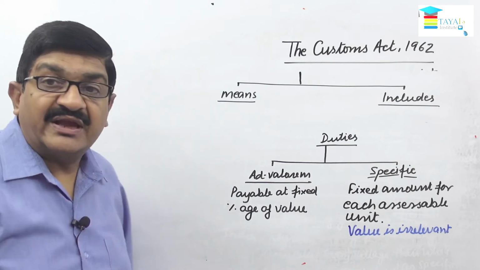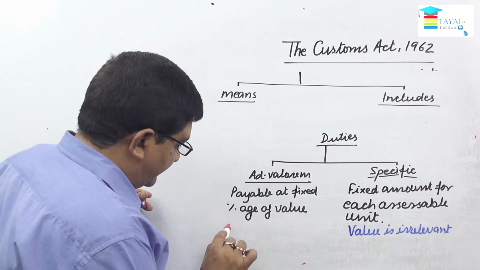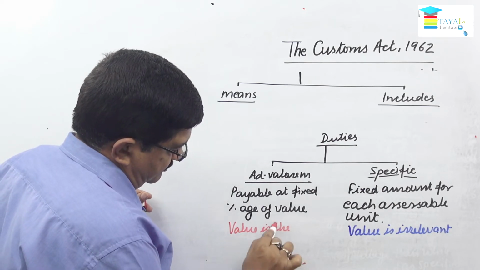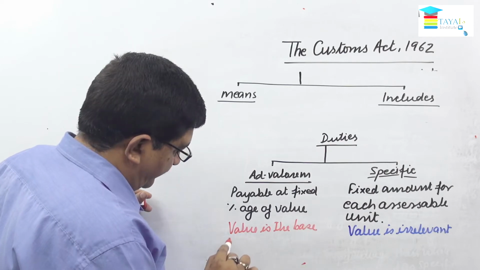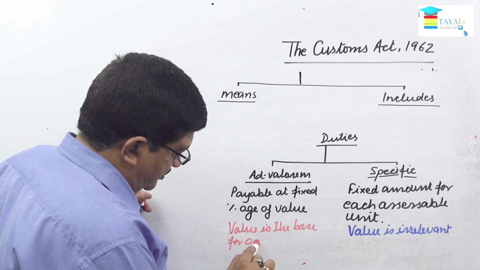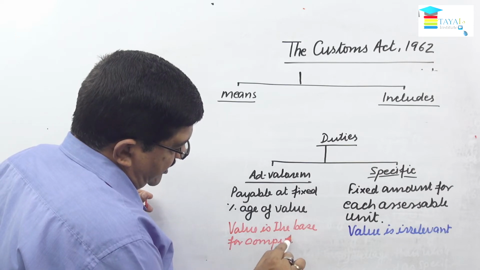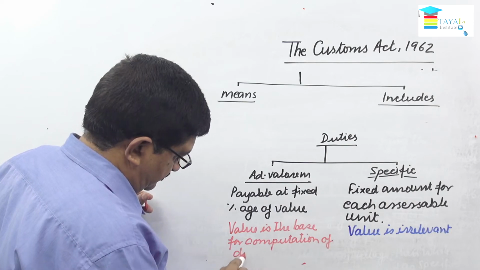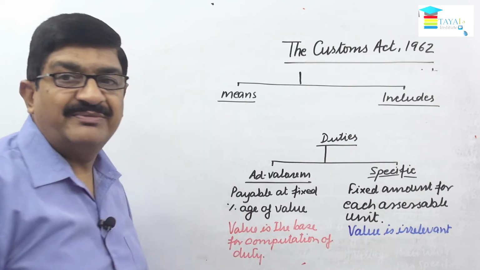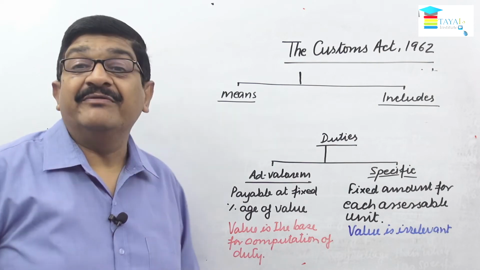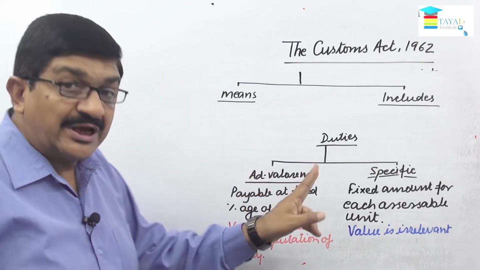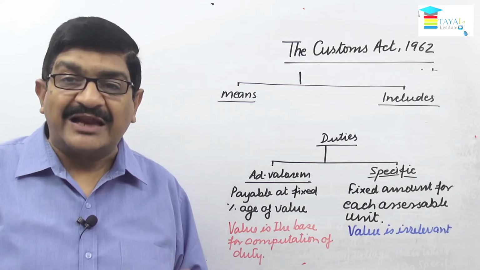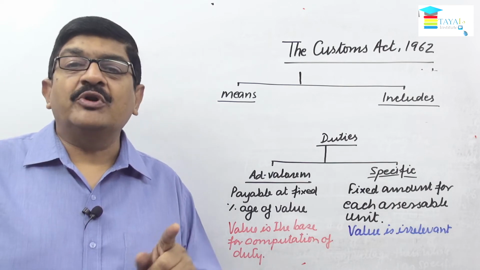While where the duty is ad valorem, value is the base for computation of duty. This is the basis. Very, very different. So there are two types of duties, either ad valorem or specific. Ad valorem is where the duty is payable at a certain percentage of the value, and specific duty means a fixed amount of duty irrespective of the value.